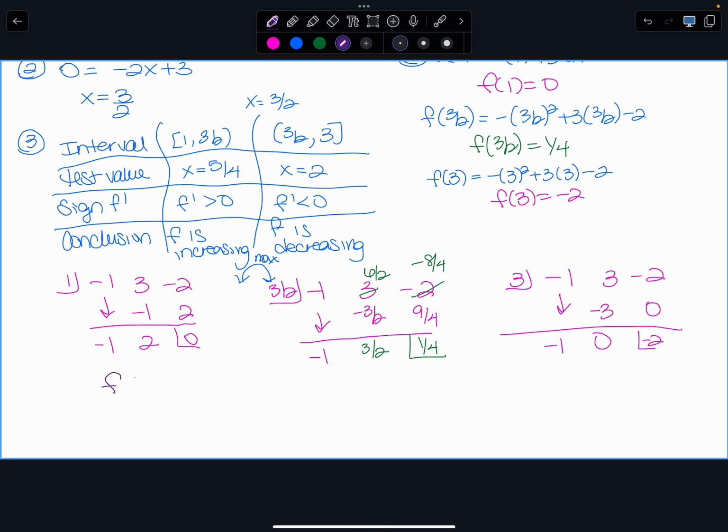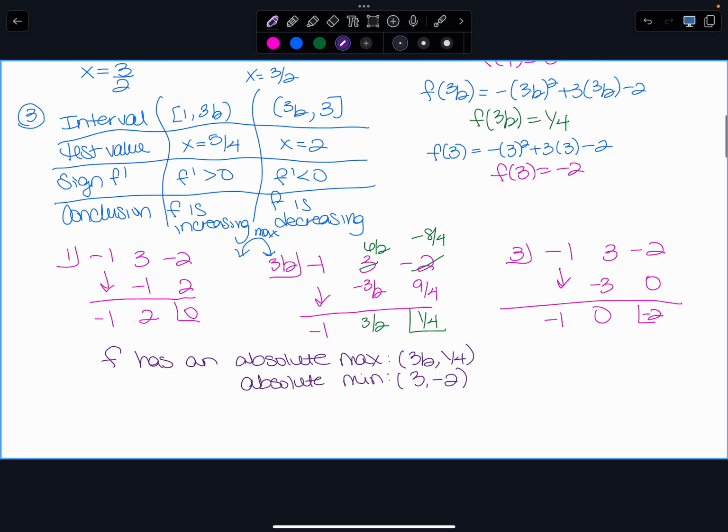That means overall f has an absolute maximum at 3 halves, comma 1/4, and an absolute minimum at 3 comma negative 2. So it is my largest y value that I have and my smallest y value that I have, or my absolutes.